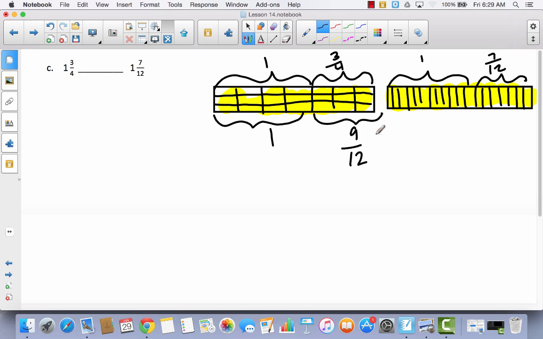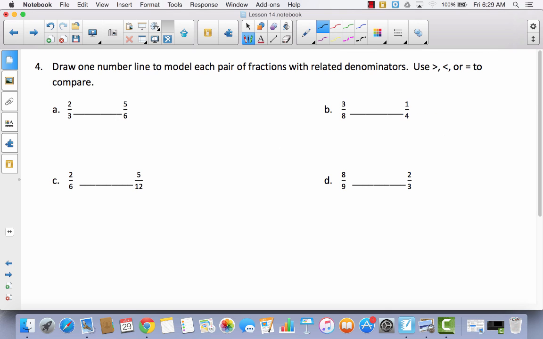So which would be more? A whole and 9/12 or a whole and 7/12? Well, 9/12 would be more than 7/12. And since 9/12 is the same as 3/4, then 1 3/4 is greater than 1 7/12.